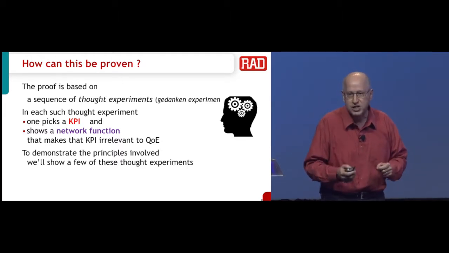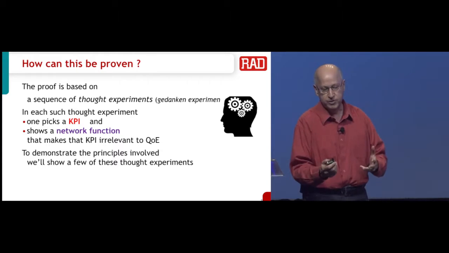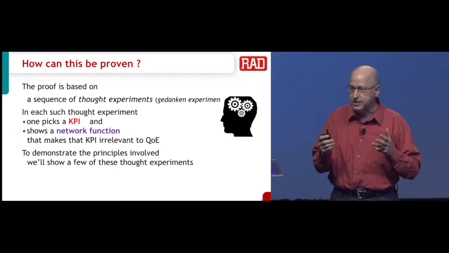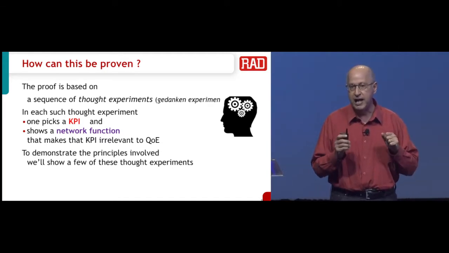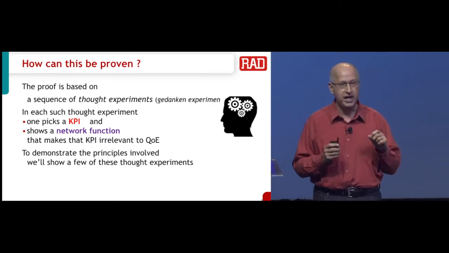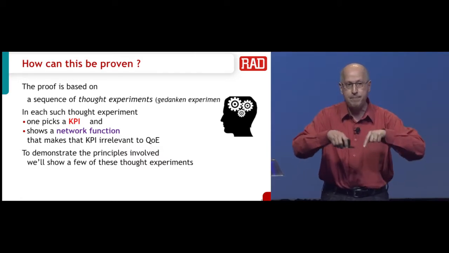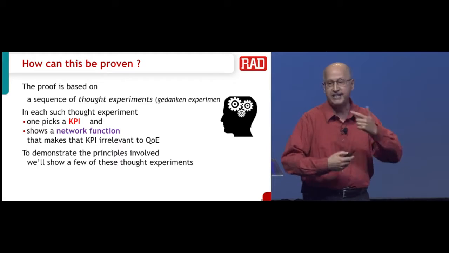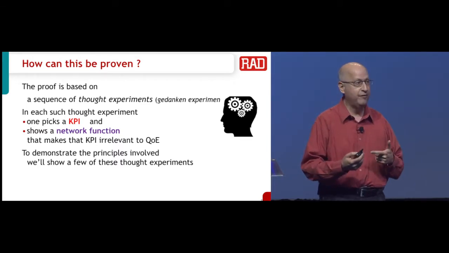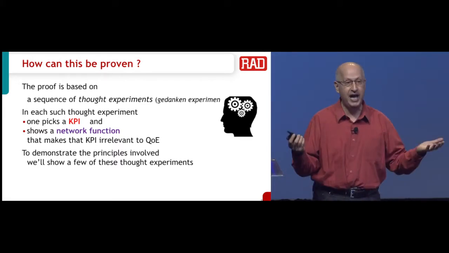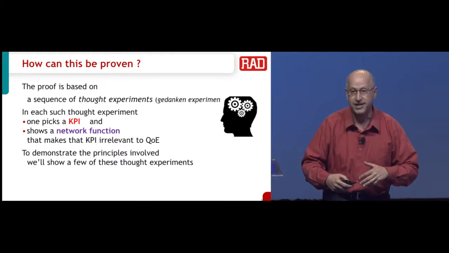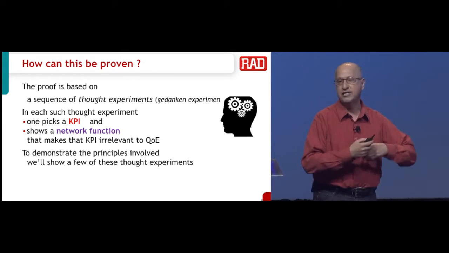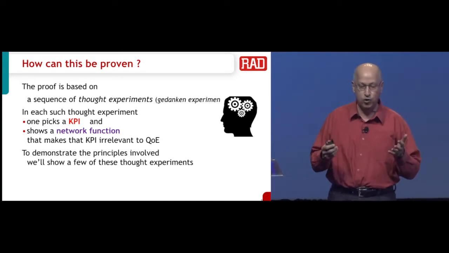I don't have to do a real experiment. I just say, let's try doing something. So what I'm going to do with these Gedanken experiments is to pick a KPI that I think correlates with QoE, and then I'm going to find for every KPI like that a network function where not only doesn't it correlate, it can anti-correlate. Think of packet loss getting higher and the quality of experience improving. And if I can do that for every single KPI, I can show you pretty much that it's useless to continue looking at QoS KPIs.